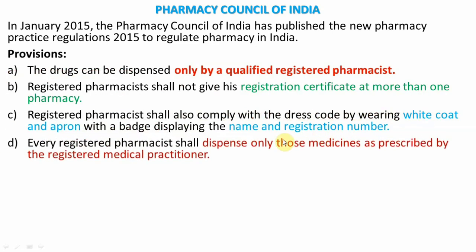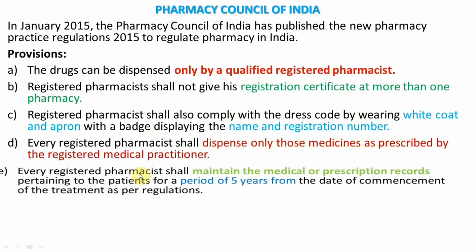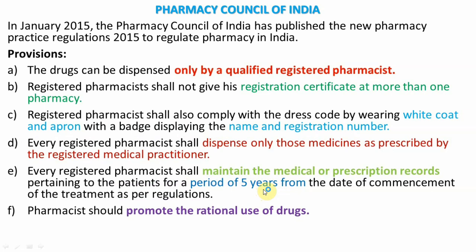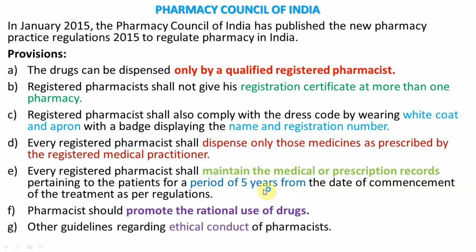Every registered pharmacist shall dispense only those medicines as prescribed by an RMP, that is, a Registered Medical Practitioner. Then, every registered pharmacist shall maintain the medical records pertaining to the patient for a period of 5 years from the date of commencement of the treatment as per regulations. Then, pharmacists should promote the rational use of drugs and follow other guidelines regarding the ethical conduct of pharmacists.